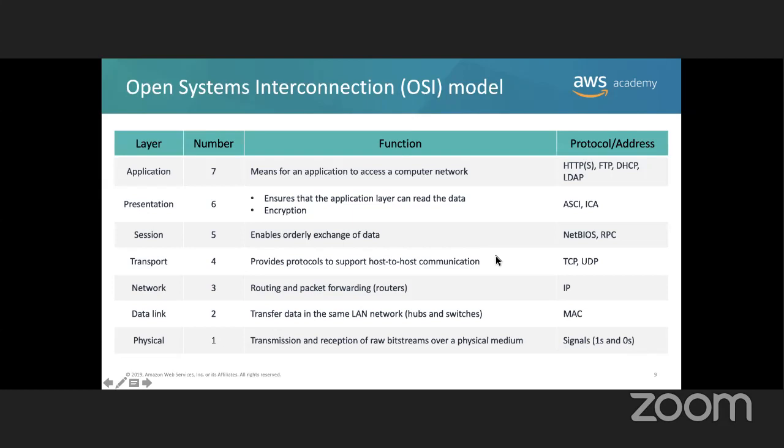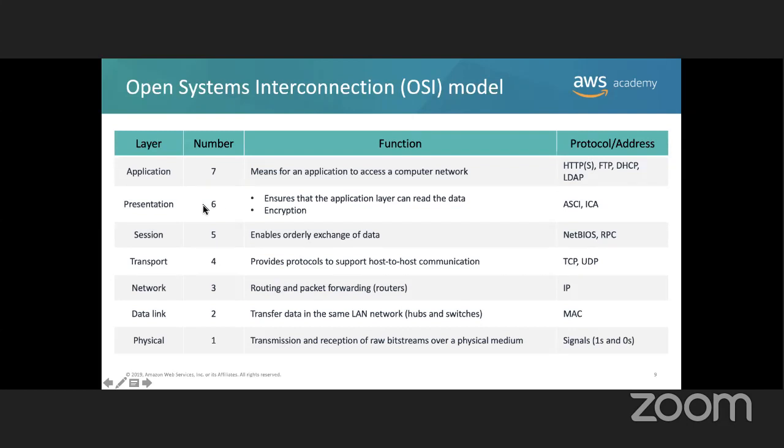Now, this is the OSI model. So you have 7 layers, right? The 7th is the application layer. It means for an application to access a computer network, right? And when we see the elastic load balancers, you're going to see that the application load balancer works on layer 7, the application layer.